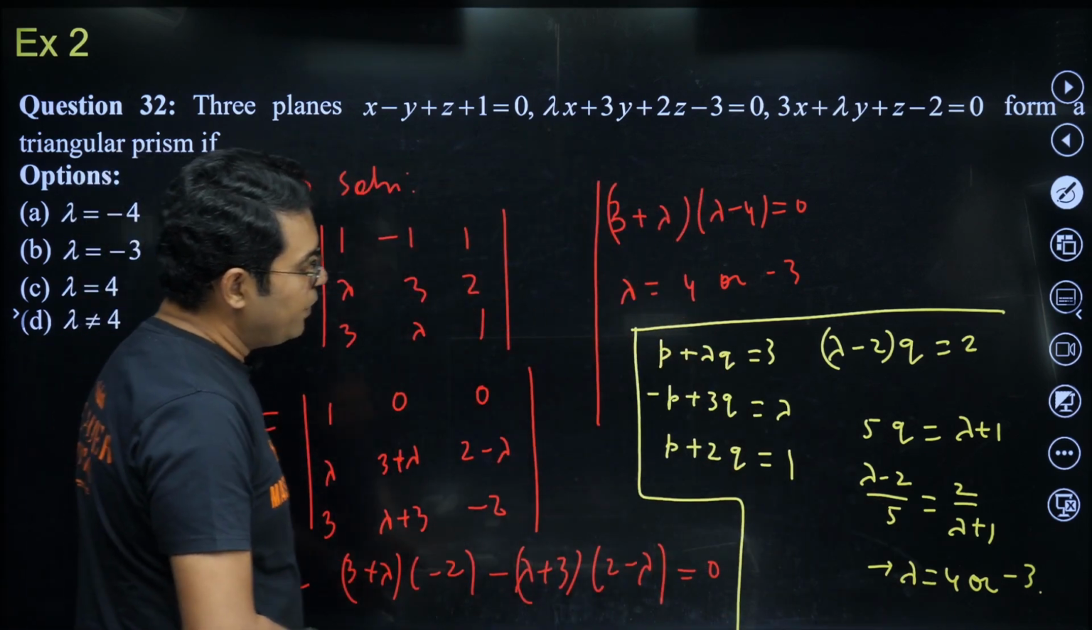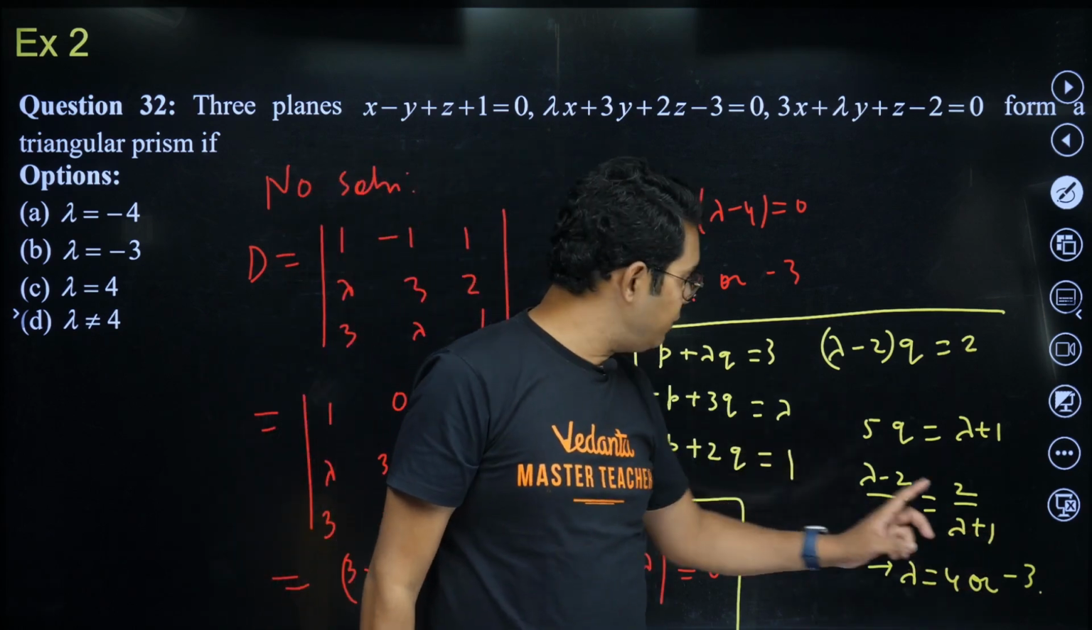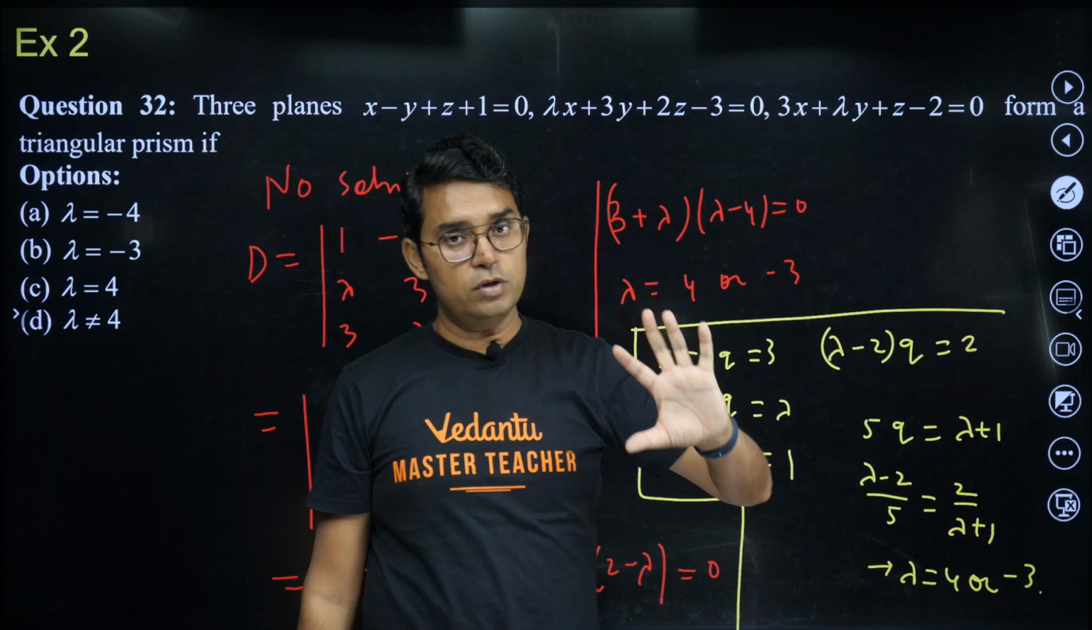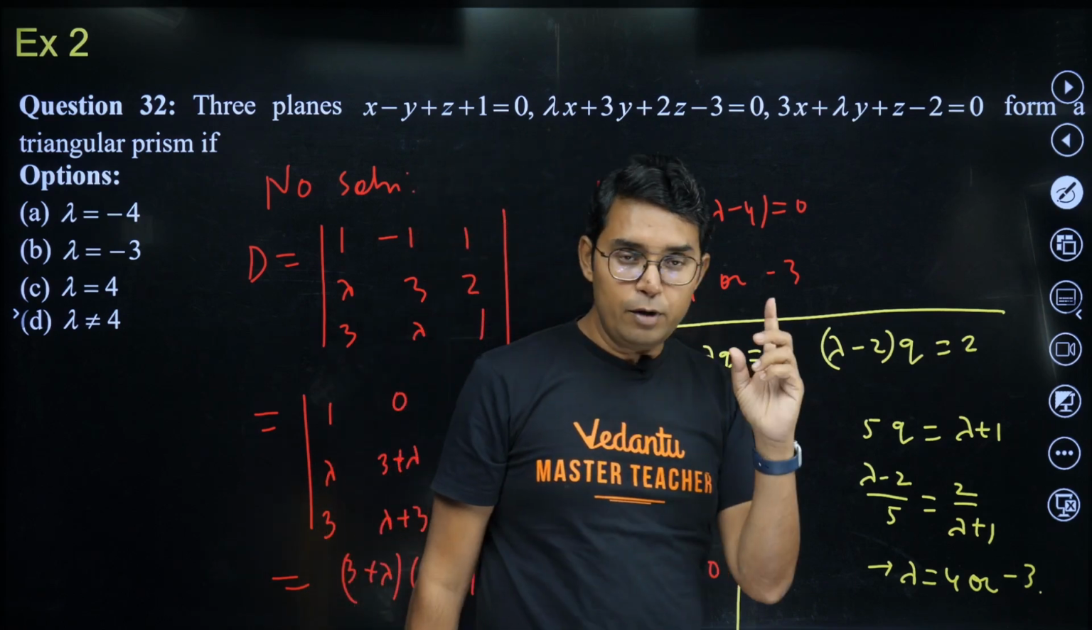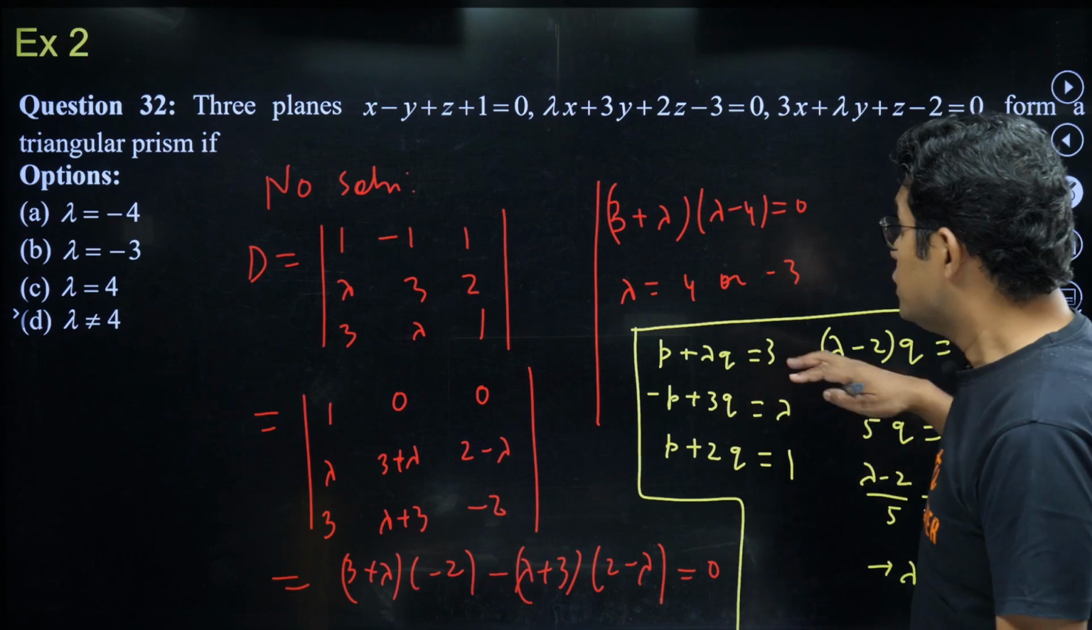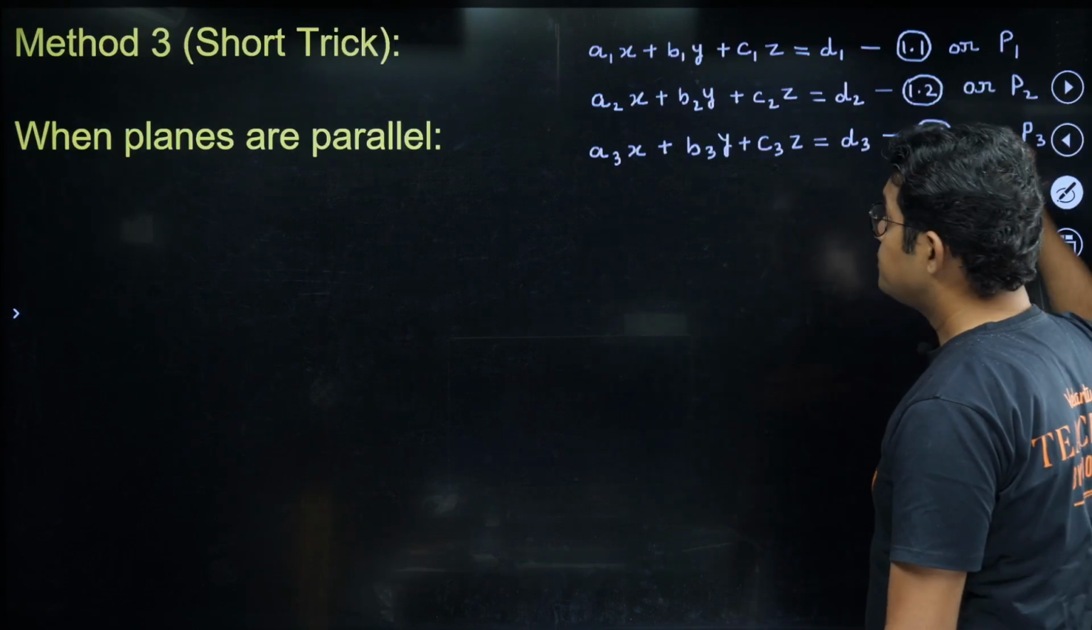Now you can see for lambda equal to 4 and minus 3, what are the values of P and Q, and check whether the right hand side is satisfying or not satisfying. So you will be able to find out whether triangular prism is being formed or not formed. Okay. So I'll move to the next thing now.